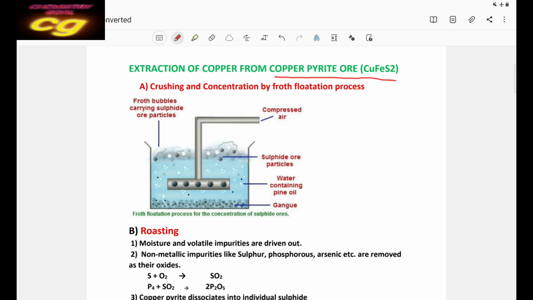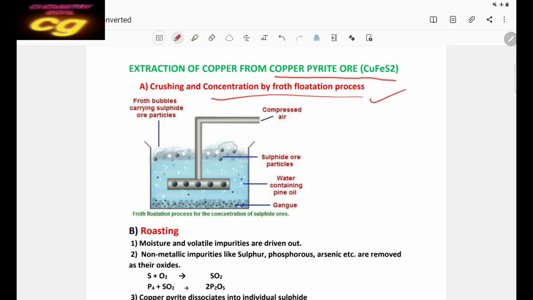We know the general methods in the extraction of metals. First is crushing the ore to powder form, then concentration of the ore. As it is a sulfide ore, it is concentrated by the froth flotation process. Already we know the sulfide ore is purified by the froth flotation process.